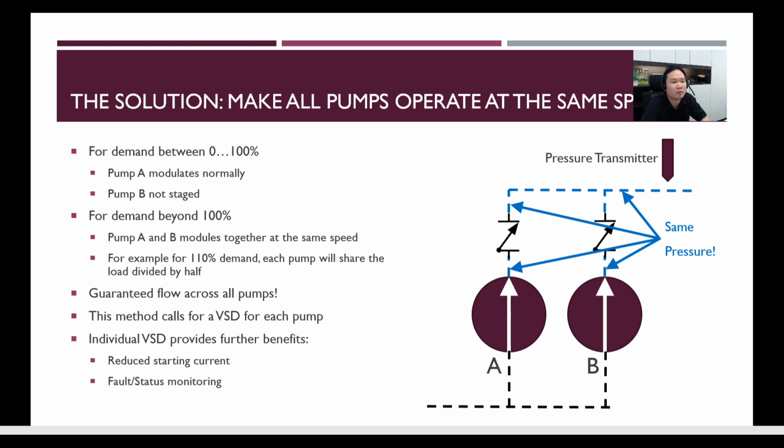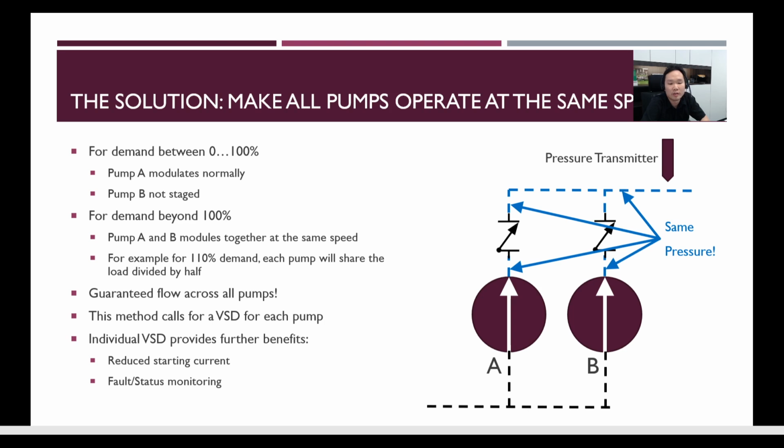Okay? So demand between 0 and 100% is similar. Pump A is modulating freely, governed by the PID settings. Pump B is not staged, so pump B is not moving. For demand beyond 100%, from 101% all the way to 200%, A and B modulate together at the same speed. So for example, for a 110% demand, instead of one pump running at 100% and one pump at 10%, we make the pumps share the load. So each of them will be at about 55% or 60%, something like that.